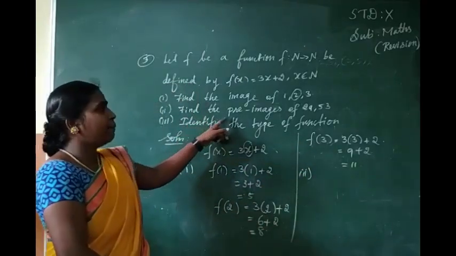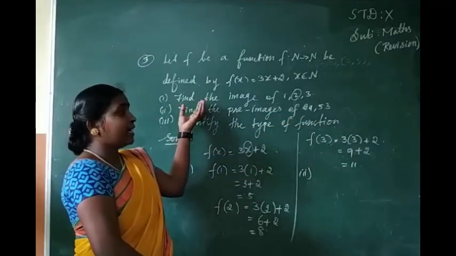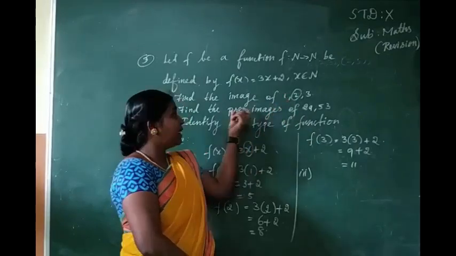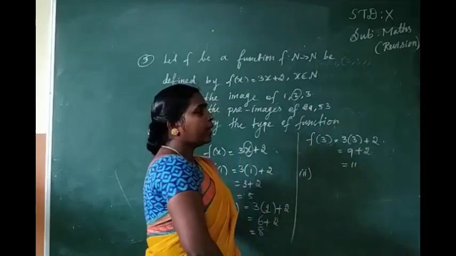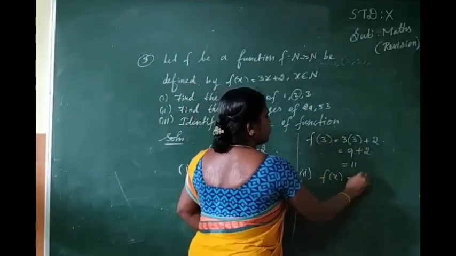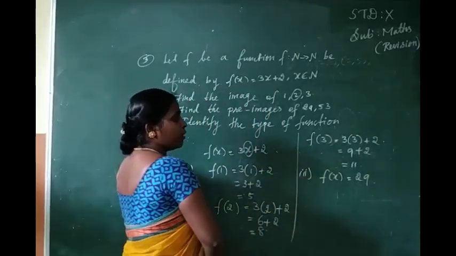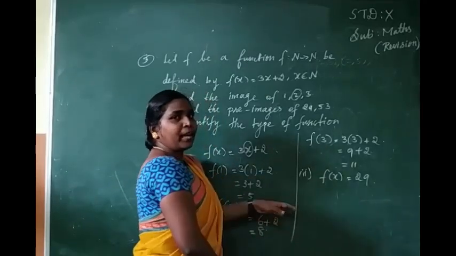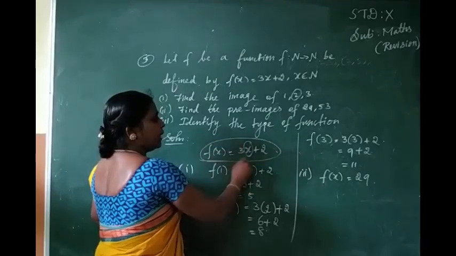Find the pre-images of 29 and 53. The first one was image, so you took the given value as x. But here you want to find the pre-image, so the given value is f of x. So f of x equal to 29. If you want to find the value of x, that is the pre-image of 29. You know f of x is 3x plus 2.